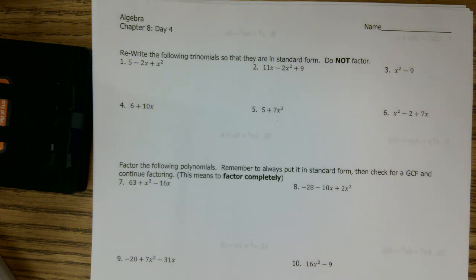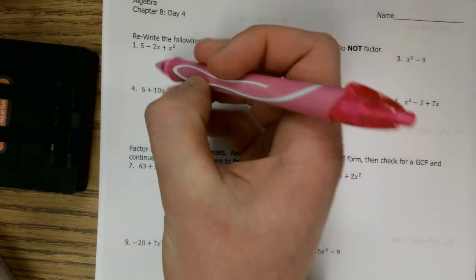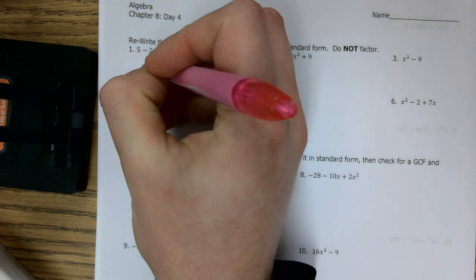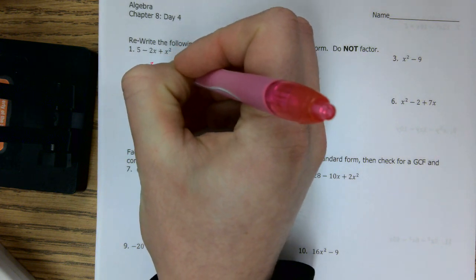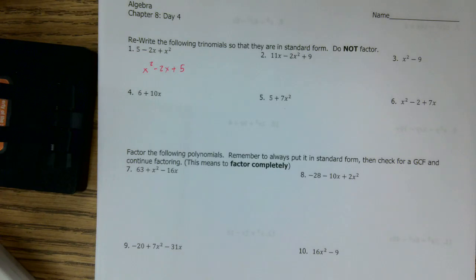So, number one, it says 5 minus 2x plus x squared. What you're looking at here is putting these trinomials in standard form, okay? In this case, if you remember, we always lead with the term that has the highest power. The highest power is the one that has the value of 2 in it, usually in a trinomial for a quadratic. So what we're going to do is rewrite 5 minus 2x plus x squared as x squared minus 2x plus 5.